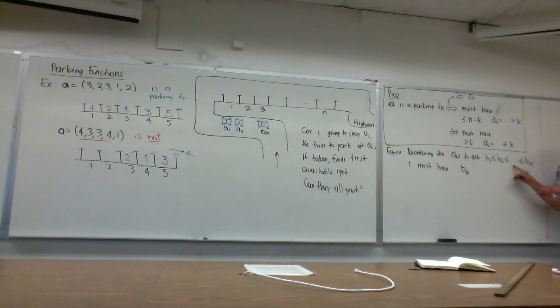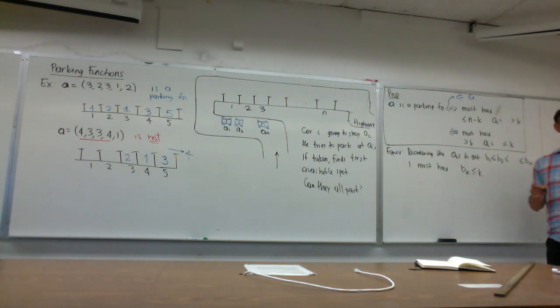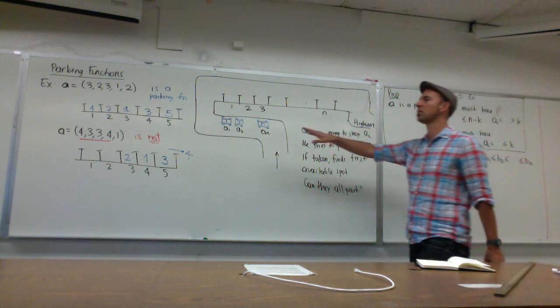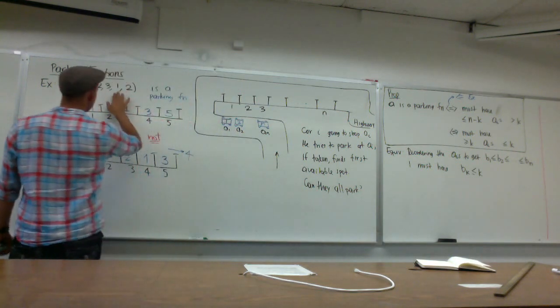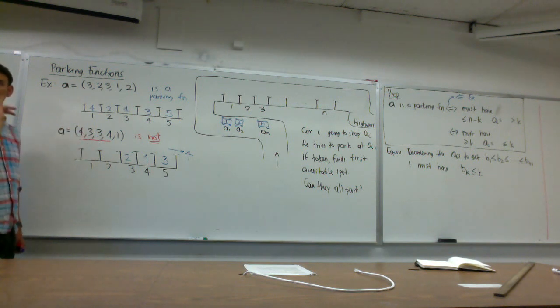Well, b_k is the kth smallest number, and if I have at least k numbers that are less than or equal to k, that means that b_k should be less than or equal to k. Okay. And so this is equivalent to saying that if I take my preferences, in this case they are 1, 2, 2, 3, 3, when I put them in increasing order, those numbers should be less than 1, 2, 3, 4, and 5 in that order, less than or equal.